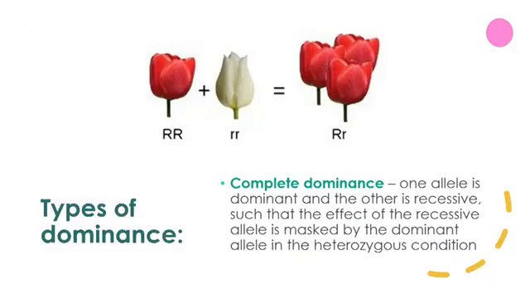So we're going to start with the types of dominance that you get. First of all, there is complete dominance, and that means that one allele is dominant and the other one is recessive. Now, first of all, I'm going to just stay with this and look at the terms, because there's a lot of new terms that you've learned or are going to learn in this session.